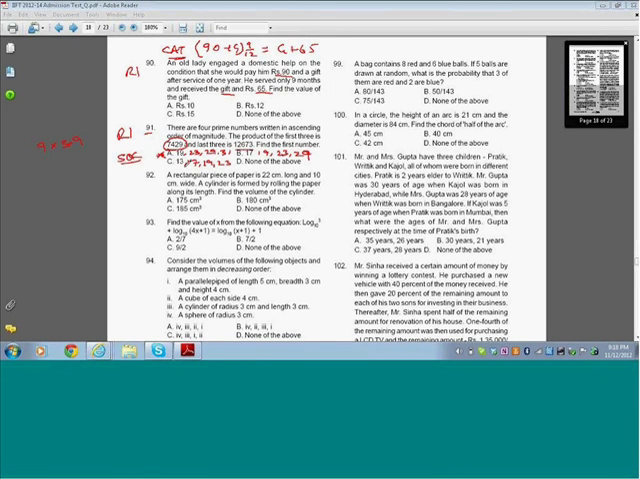21 into 9 ends in 9. Okay, this will also end in 9. So choice C is incorrect because it is ending in 9. Okay. So I'm left with choice B.